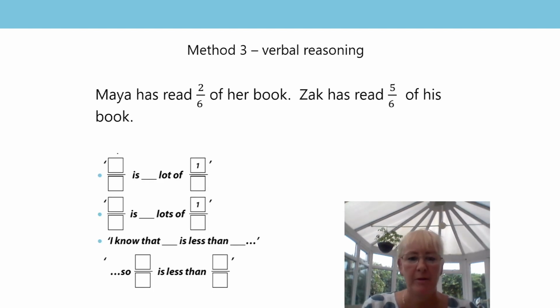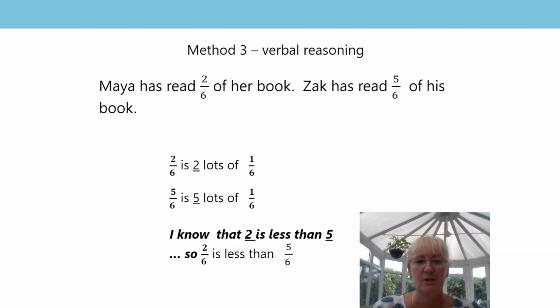And finally, our method 3. So if you haven't done this, you can pause the video now to see if you can fill in the blanks for our stem sentence. So does your completed stem sentence look like this? Well done. So we'll read the stem sentence through together. So 2/6 is 2 lots of 1/6. 5/6 is 5 lots of 1/6. I know that 2 is less than 5, so 2/6 is less than 5/6. Well done.